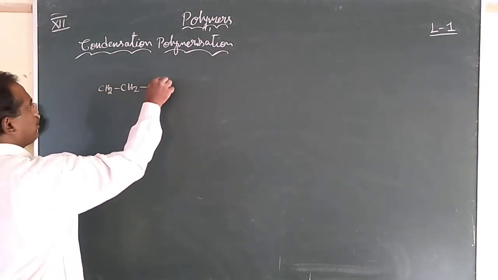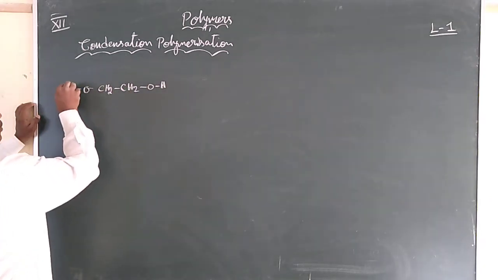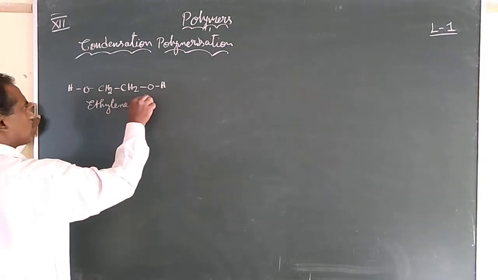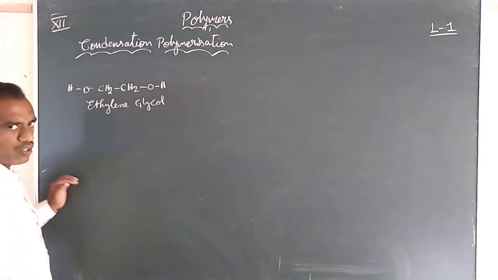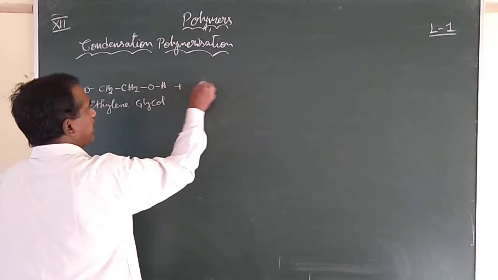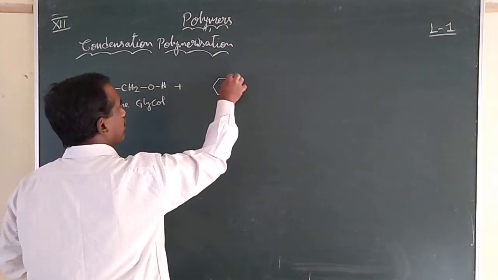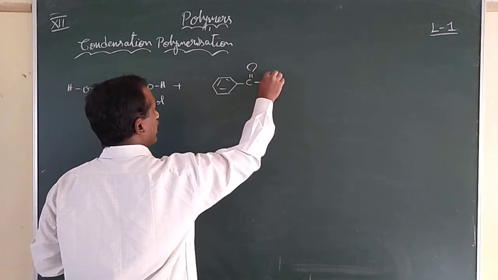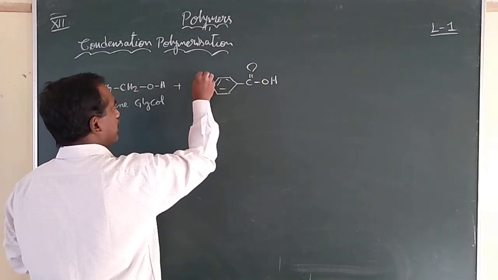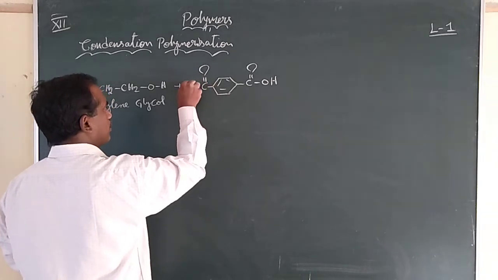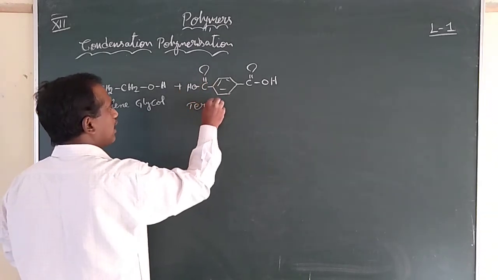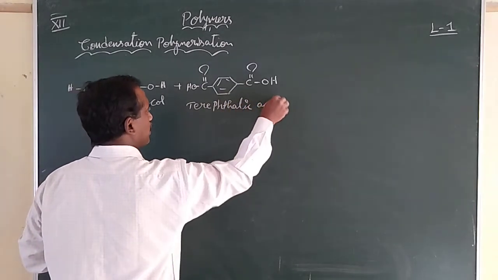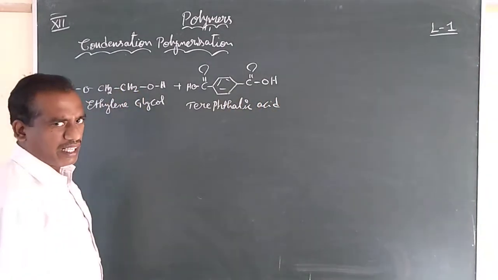CH2OH and CH2OH. It is called ethylene glycol. And it is being reacted with a reactant, C double bonded OH and C double bonded OH. We know this one as terephthalic acid. What is the name of this one, children? Terephthalic acid.